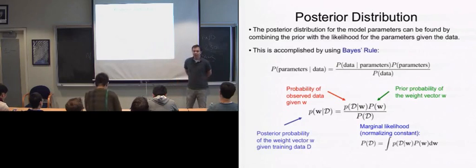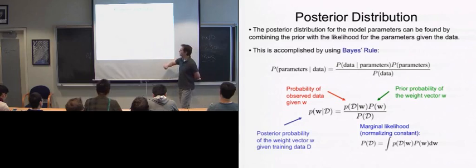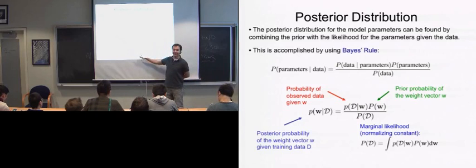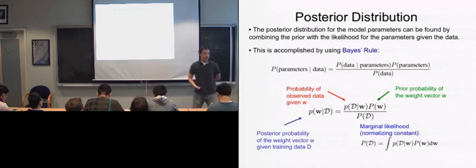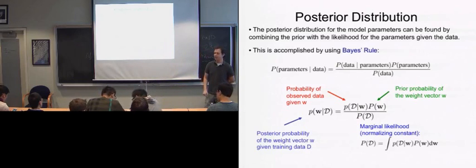Sometimes people call it the normalizing constant. The reason it's called that is that it doesn't depend on the parameters. So effectively, given a particular data set, it's a constant, but it ensures that the posterior probability here integrates to 1, because we want probability distributions out. Okay.